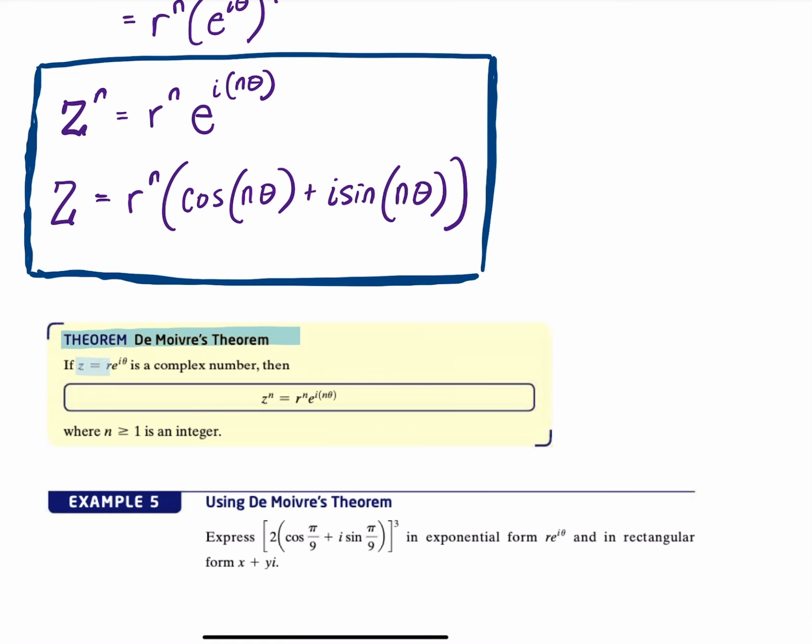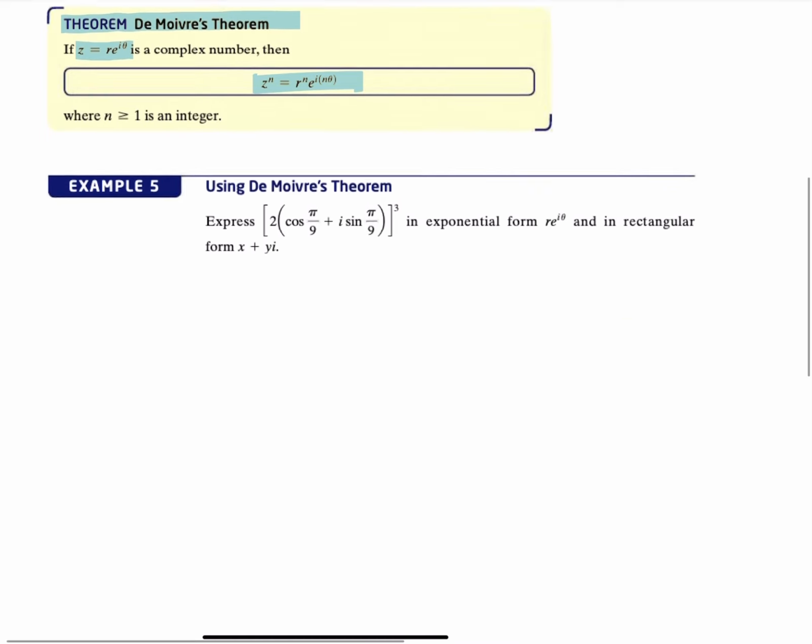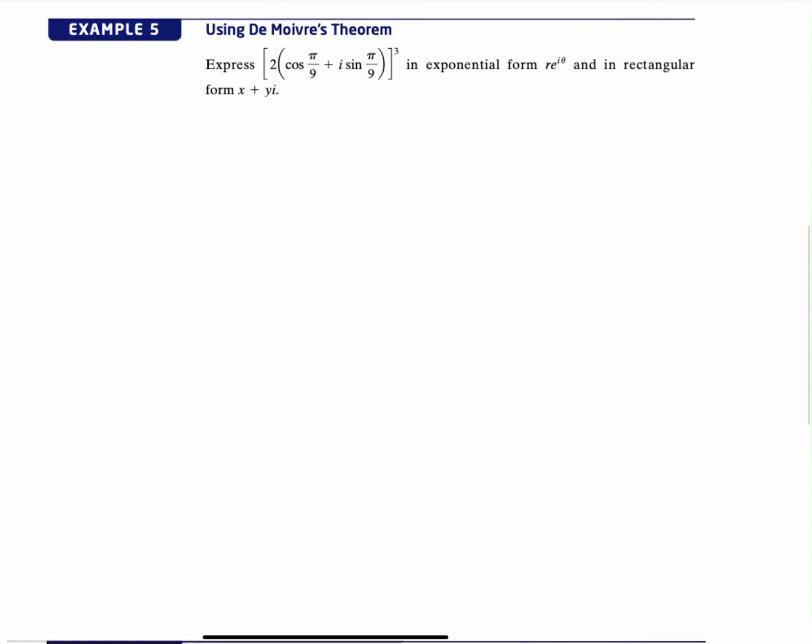If z is a complex number, and we show it in exponential form, then we get our exponential definition. R gets raised to the power of n, and the angle gets multiplied by that power, where n is an integer, and it's positive. So let's get some practice raising a complex number to some power. We want to express this in exponential form and in rectangular form.